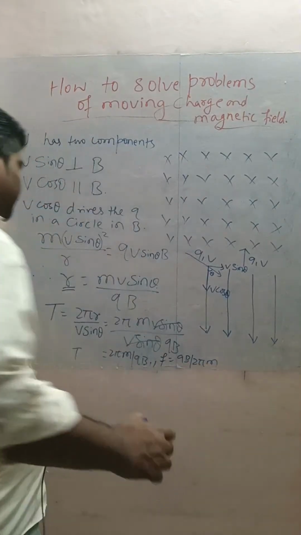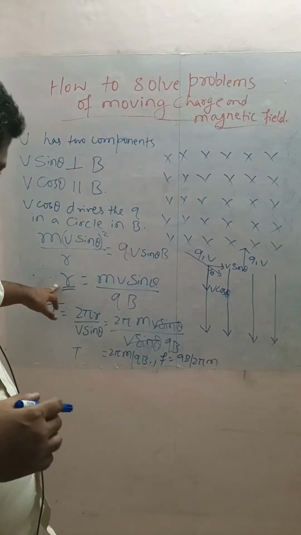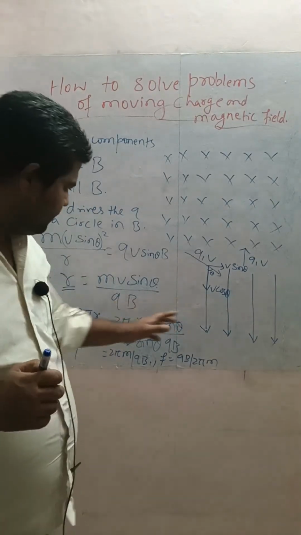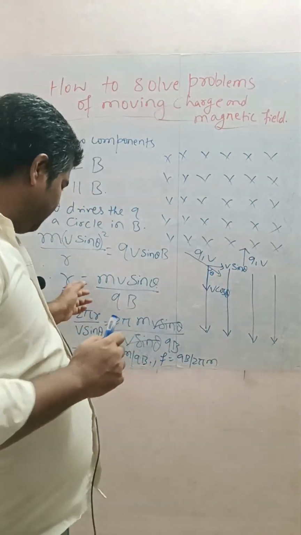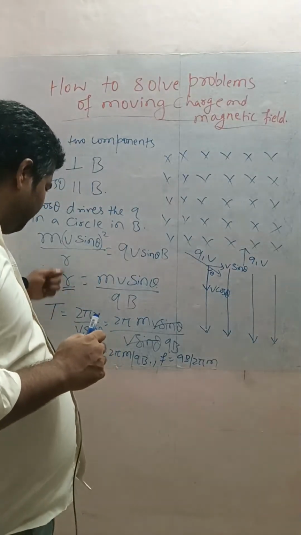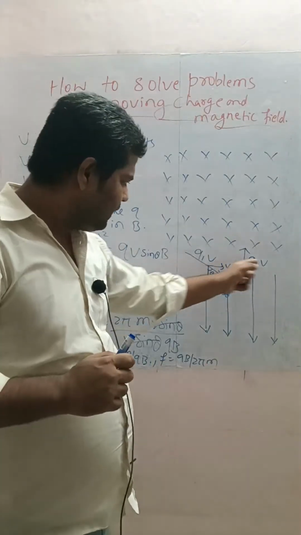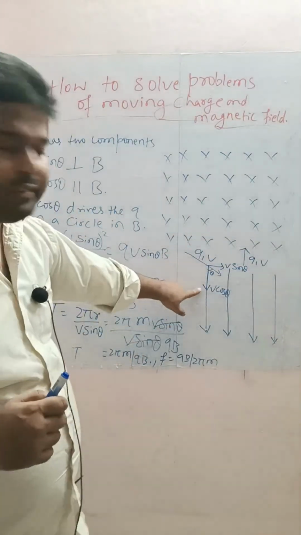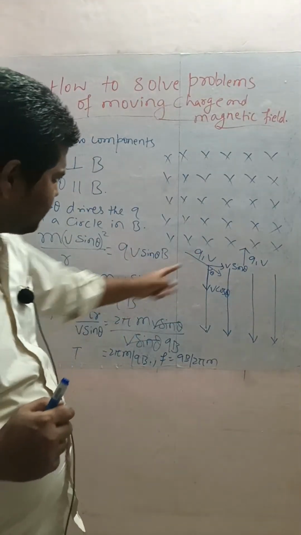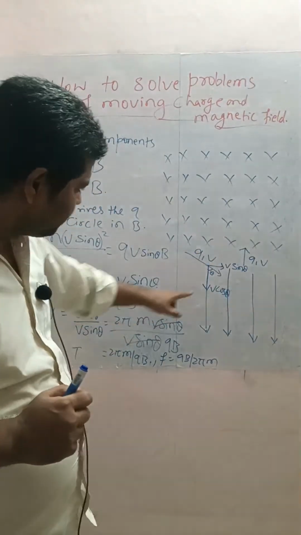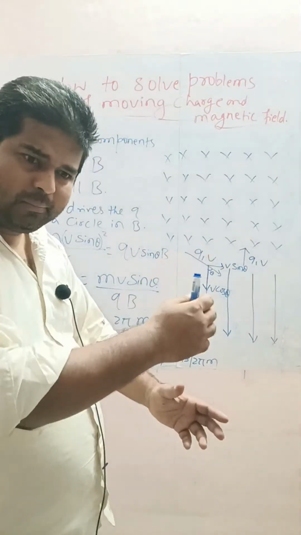Clear? Frequency is also unchanged. So your radius is this, and the charge is going in a circle due to this component of velocity, in a circle of radius this. That circle will be there, but remember, there's another component of velocity acting here, and the time period it takes to cover one revolution is this. So this component of velocity drives it downward within that time period.